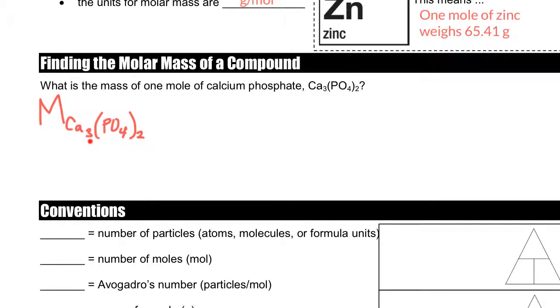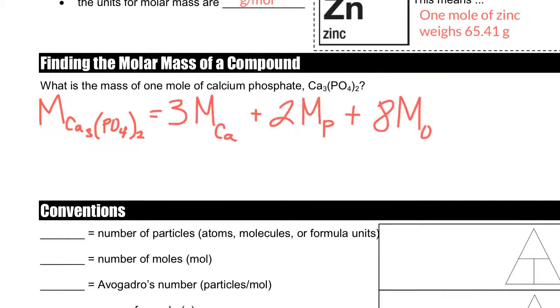So I can see there's 3 calcium atoms. This 2 outside the brackets means there's 2 of everything inside the brackets, so there's 2 phosphorus atoms, and 2 times 4, there are 8 atoms of oxygen in 1 formula unit. So to find the molar mass of the whole compound, I need to add 3 of the molar mass of calcium, 2 of phosphorus, and 8 of oxygen. So I simply have to look up the molar mass of calcium, phosphorus, oxygen, plug them into my equation here, and then solve for the molar mass of calcium phosphate.